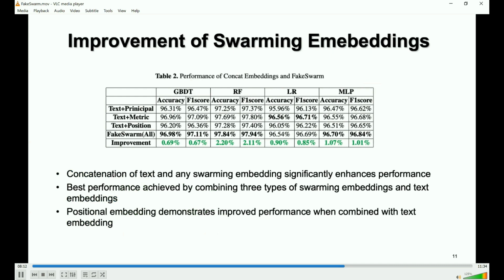Then we observe the difference after the combination of the swarming embedding and the raw text embedding. We observed that concatenating text with any swarm embedding results in a significant performance improvement. Additionally, the best performance was achieved by combining text embedding with three types of swarming embedding. Notably, even the positional embedding showed improved performance when combined with text embedding, even though it has not-so-good performance when used individually. These findings highlight the effectiveness of incorporating multiple types of embedding to enhance fake news detection, especially the effectiveness of swarming embeddings.